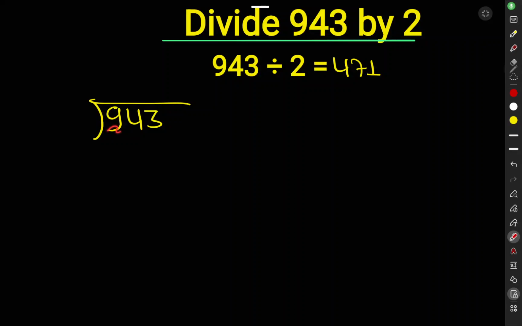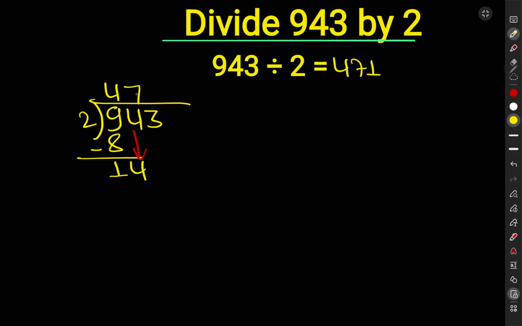We divide 943 by 2 in a long division method. So 2 times 4 is 8. On subtracting we get 1. So now we put down this 4 and it is 14.